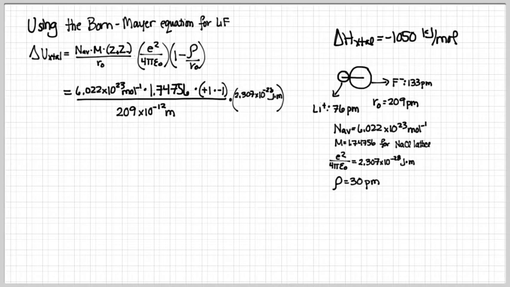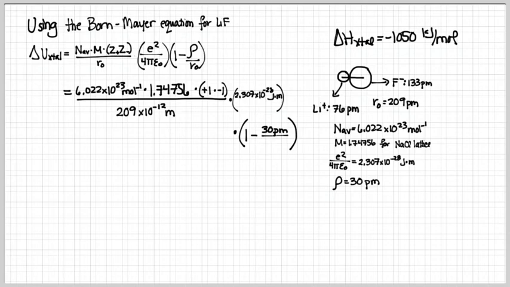And then finally, we're going to multiply that, sorry, I kind of ran out of space here, by this 1 minus rho over r naught term. So 1 is easy enough. Now rho is a constant that depends on how compressible a crystal is. And so that's kind of a fuzzy term for you. This is something that Born and Mayer kind of worked out empirically, but you don't really need to know what that is. You're going to use 30 picometers. That's a pretty reasonable number, especially for alkali halides, but for our purposes, close enough for other lattices too.